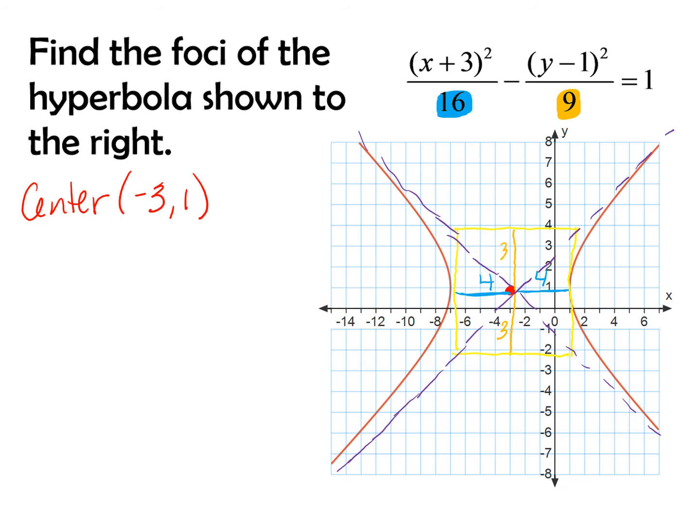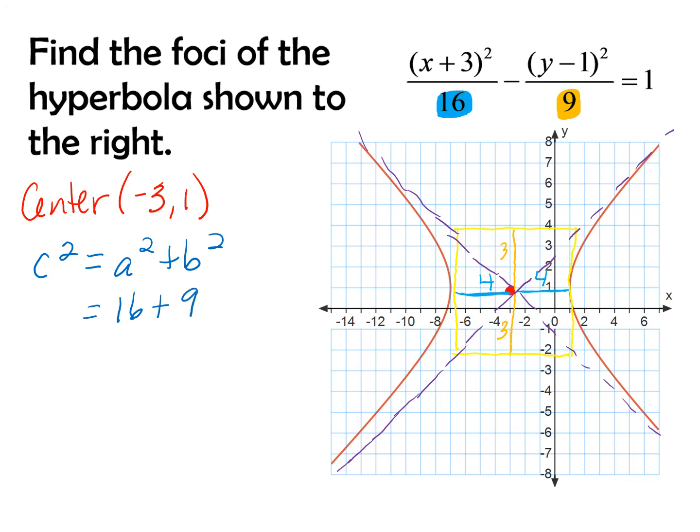The question asks us to find the foci. And so remember, our relationship is c squared. Since there's a minus in our equation, this is going to be a plus. Again, it really doesn't matter which one's a squared and which one's b squared, because we're just adding the two numbers together.